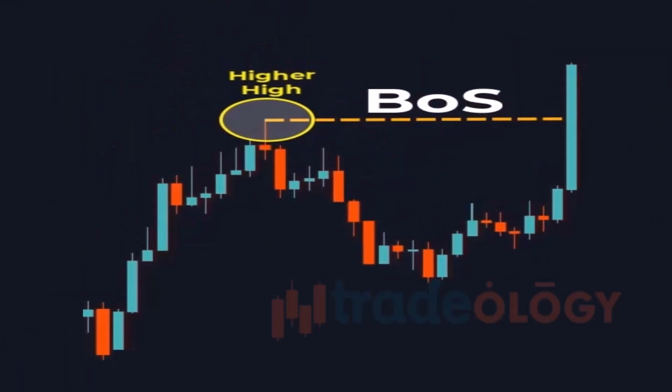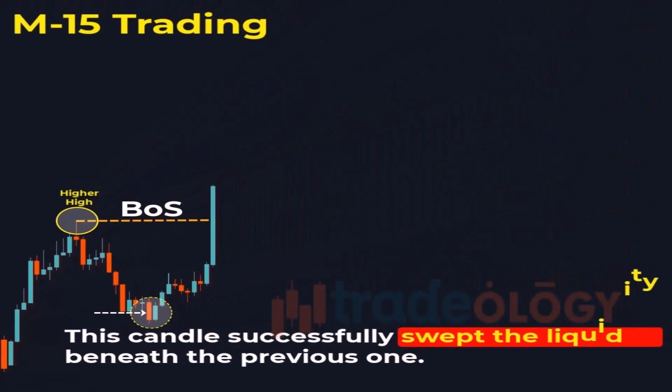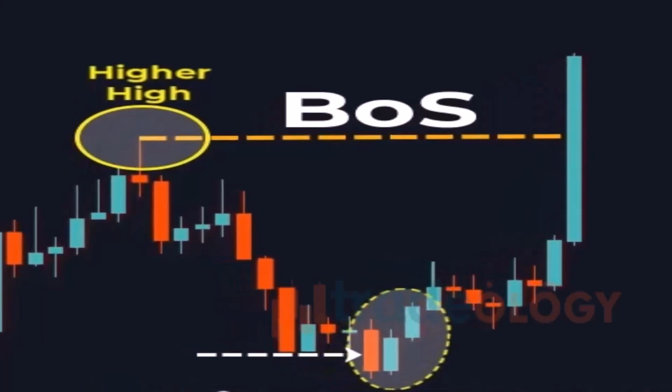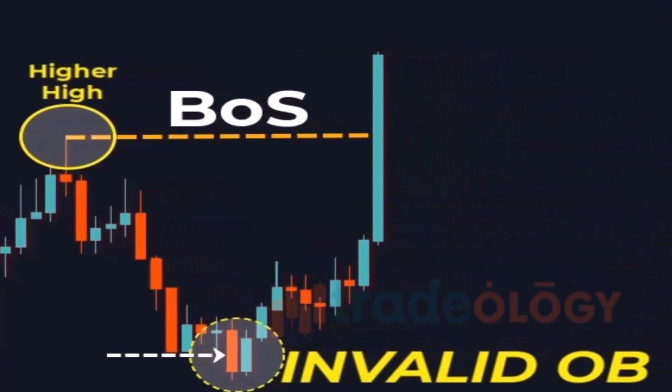With the emergence of a BOS, a break of structure, our focus should now shift to identifying the order blocks related to this BOS. This red candle at the extreme represents the last bearish candle before price starts pushing significantly higher. This candle successfully swept the liquidity beneath the previous one. However, upon closer inspection, highlighting this candle shows that the order block is mitigated by a small upper wick. Therefore, we cannot consider it a valid order block.